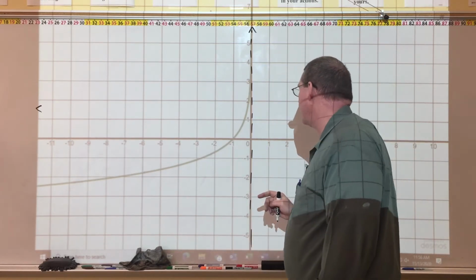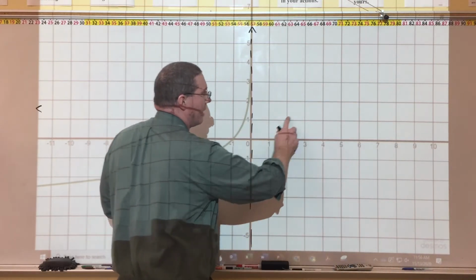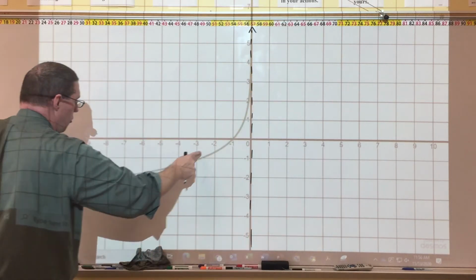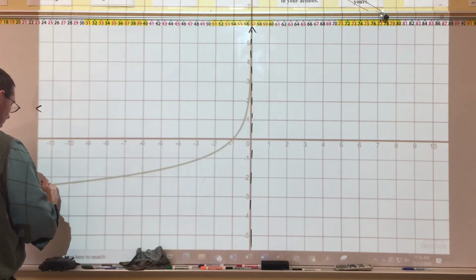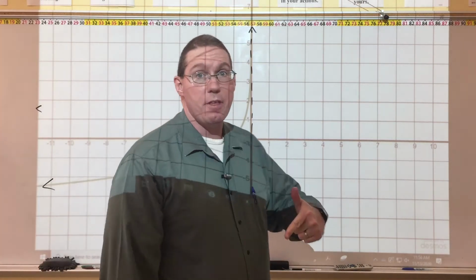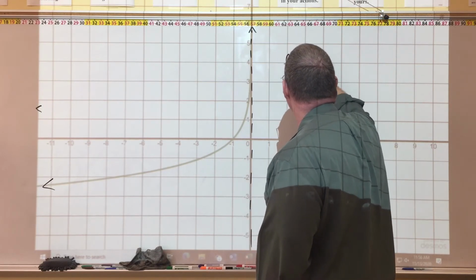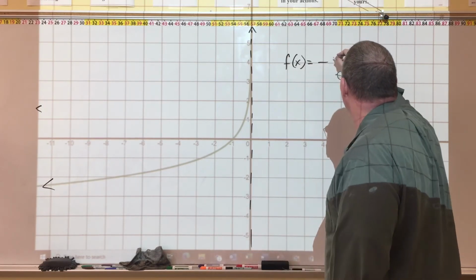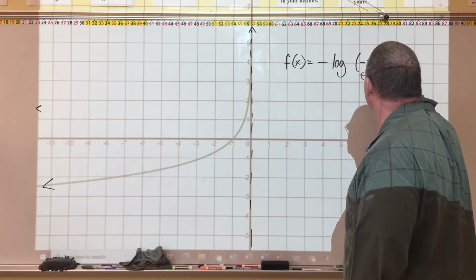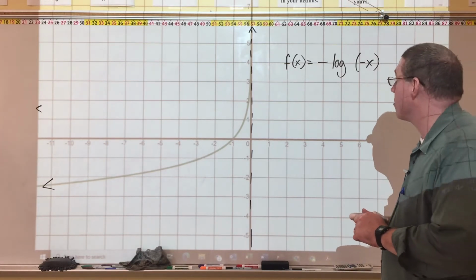Something else that's interesting is that the normal shape goes vertical down and flat to the right. But this one goes vertical up, meaning it's upside down, and it's going flat to the left. Therefore, this graph must also be backwards. This graph is upside down and it's backwards. Therefore, it's going to be f of x is equal to negative log base something of negative x. Now we just got to figure out what the base is, log base something.